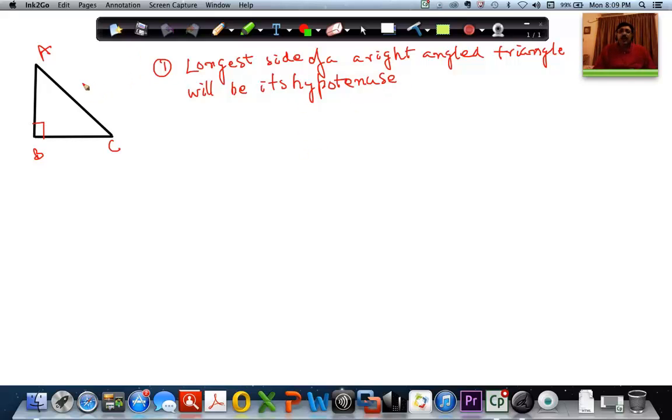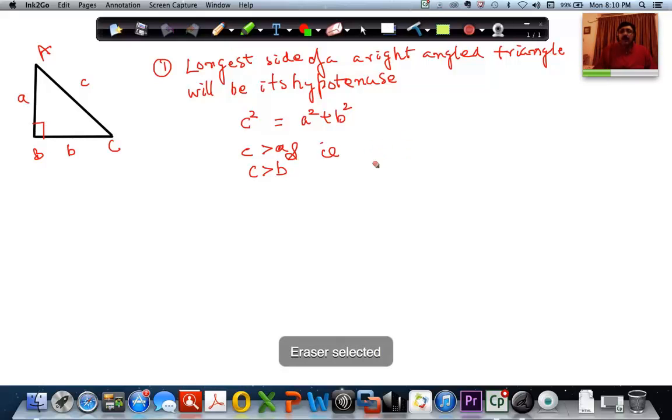Now let us try to prove that. Assume the sides are C, A and B. Based on the Pythagoras theorem, what can I say? C squared is equal to A squared plus B squared. If C squared is equal to A squared plus B squared, then what you can say is C is greater than A and C is also greater than B. That means C is the longest side. So AC is the longest side.